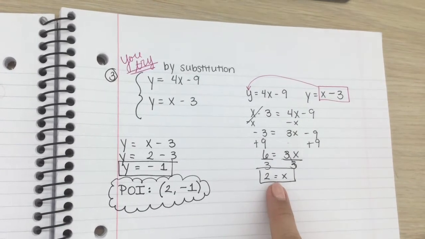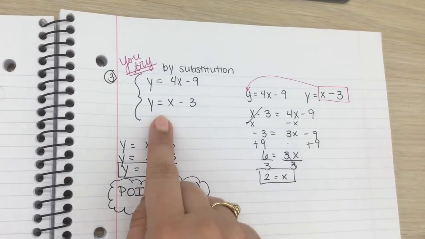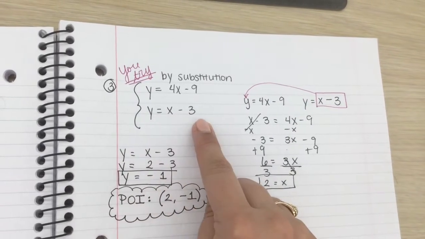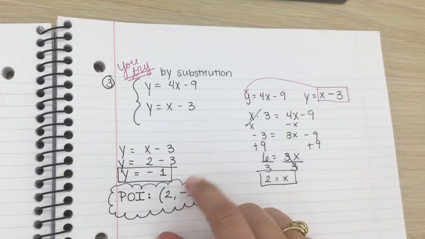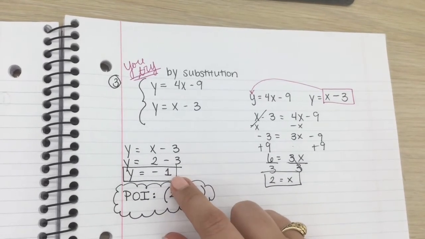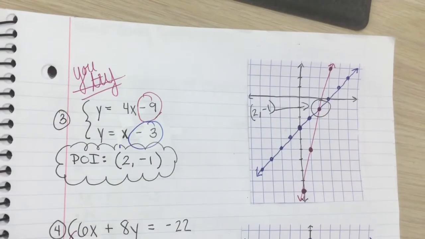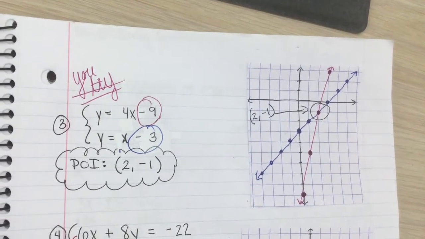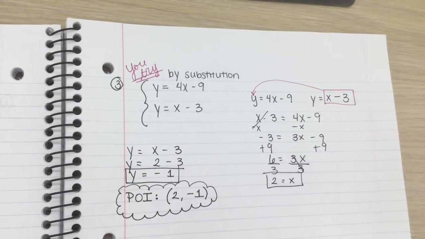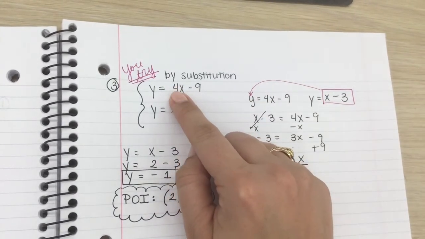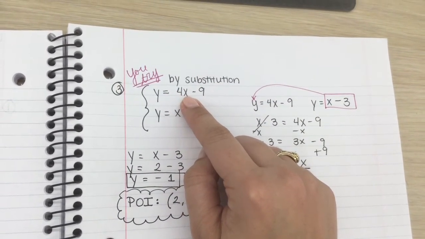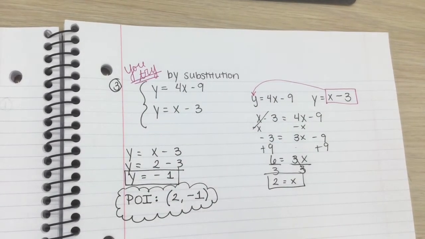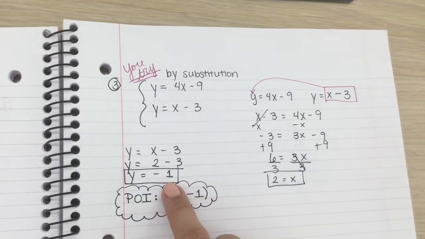When I solved this, I got 2 for x, and then I used the easier looking equation. So I used x minus 3 to plug in that x value that I found. Then I found y, and I found that point of intersection, which matches the same point of intersection that we graphed yesterday. I could have also used the other equation here. 4 times 2 would be 8, and then 8 minus 9 would still give me -1. So I could have used that other equation as well. I just like to use the ones that look the easiest.